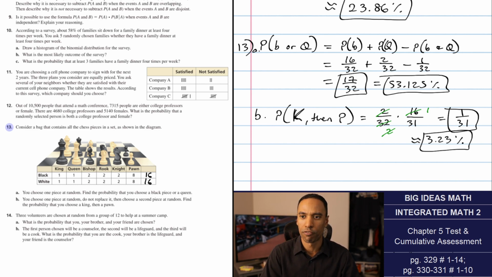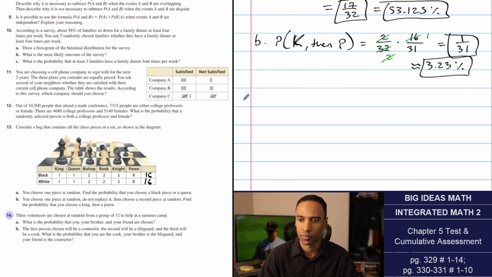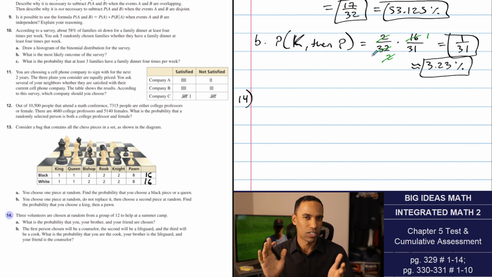And the last question from the chapter test that we have is number 14. And then we'll go on to the cumulative assessment for 10 more questions. So number 14, please no histograms, please no histograms. 3 volunteers are chosen at random from a group of 12 to help at summer camp. What's the probability that you, your brother, and your friend are chosen? So this is an order doesn't matter thing, whether it's you, your brother, etc. So it's just us as the one thing.